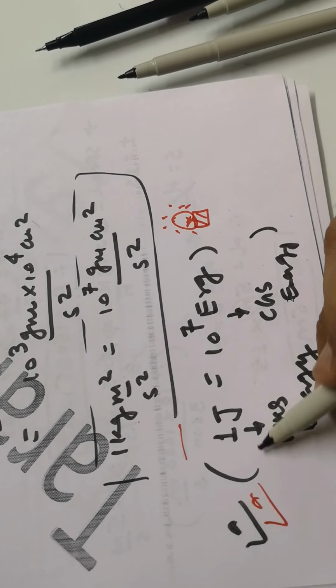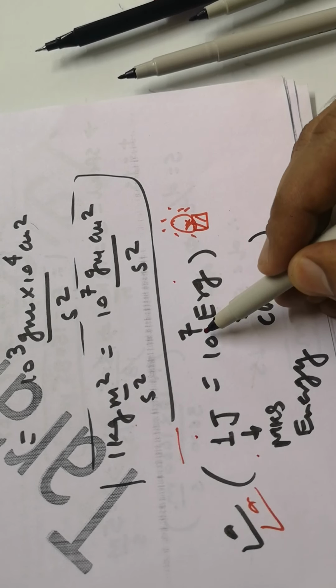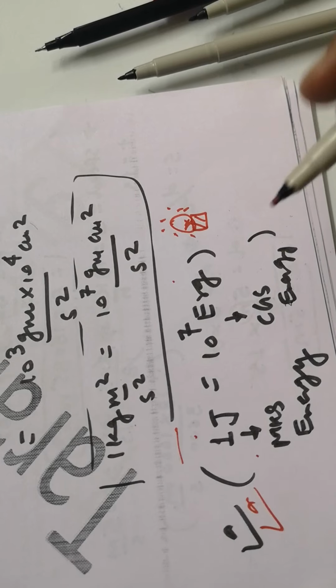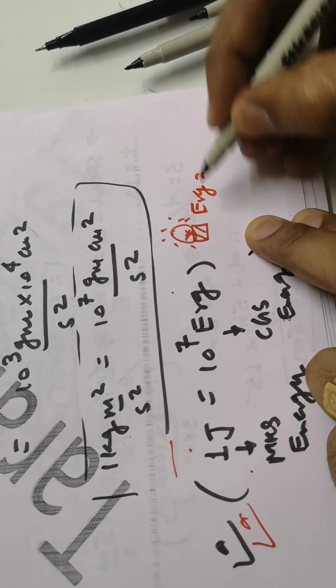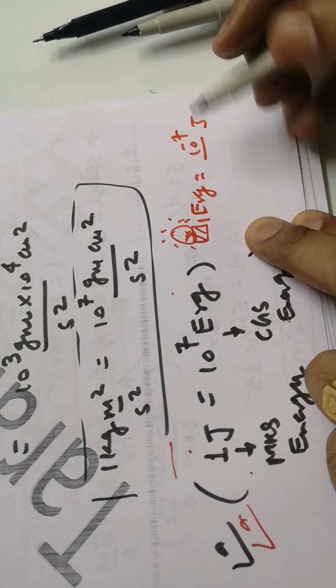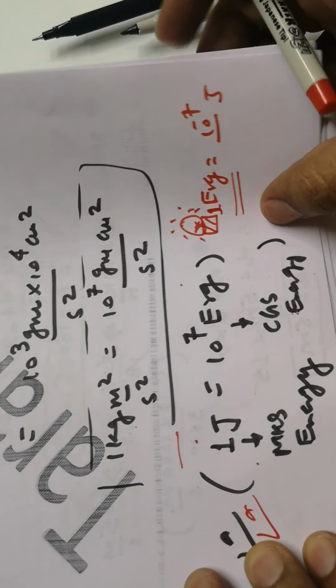So this is a joule, this is an erg, this is the higher unit, this is the smaller unit, that is why the power is a plus. Later we will also learn to go from lower to higher and vice versa. So 1 erg equals how many joules? You can say 10 to the power minus 7. This is one type of cross conversion.